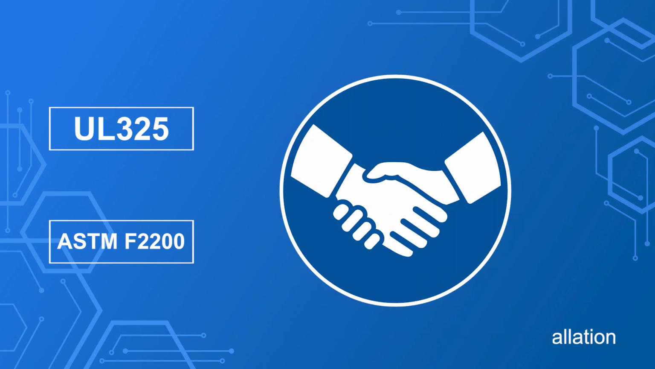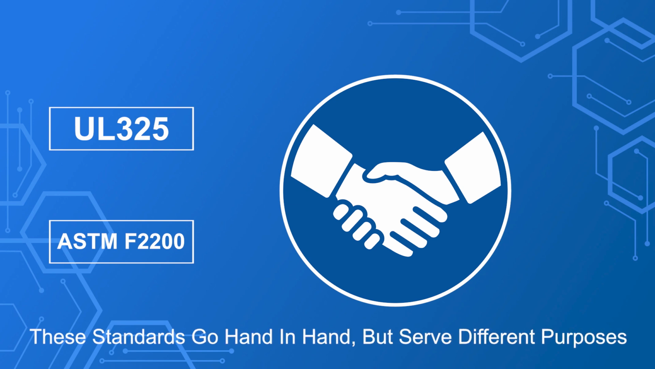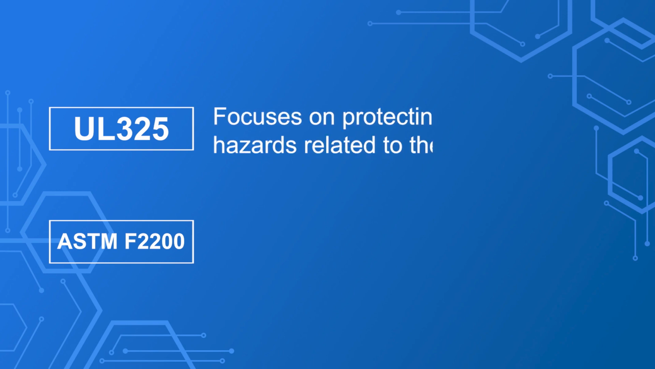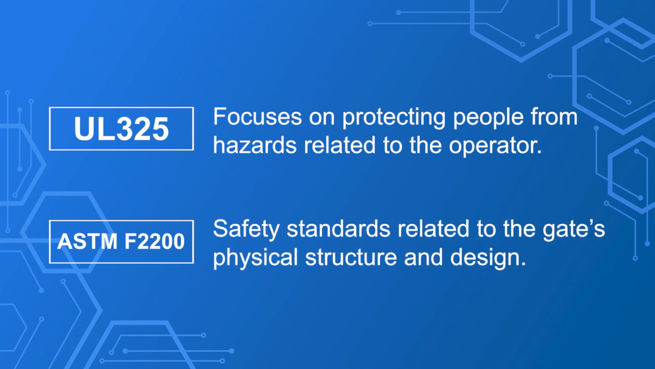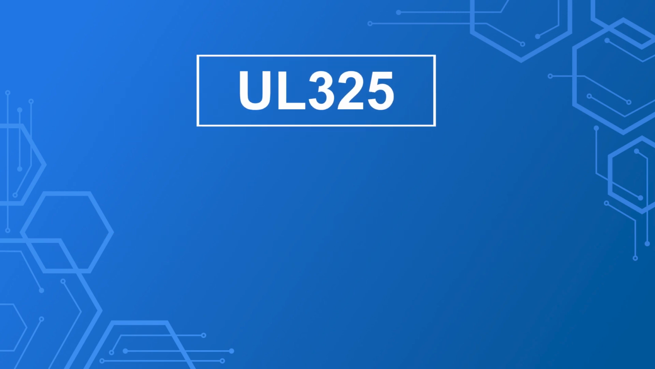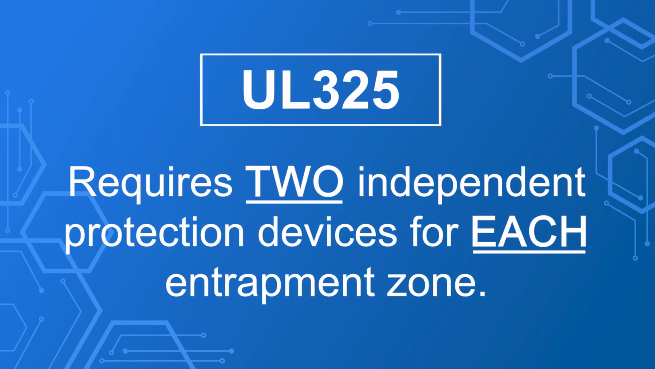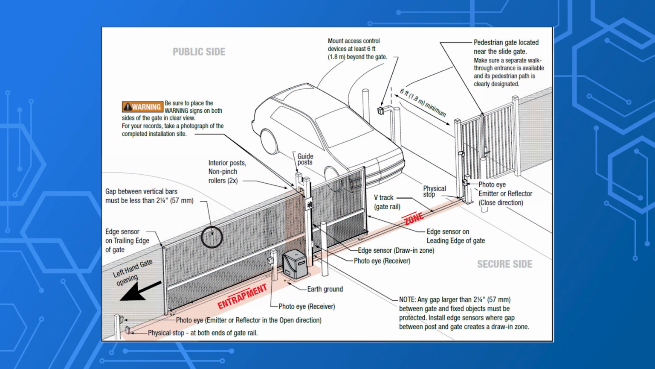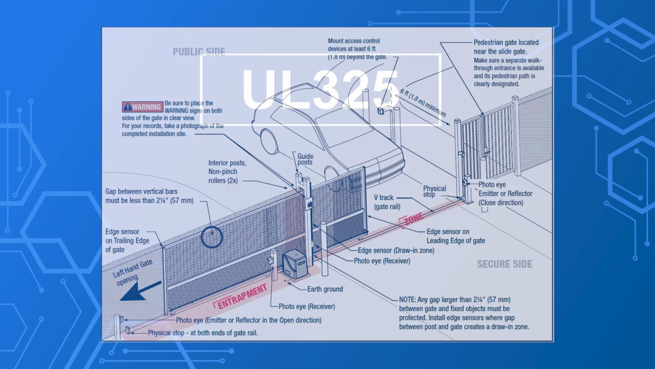These two compliance codes complement each other, going hand in hand, but they still serve different purposes. UL325 focuses on protecting people from hazards related to the operator, while the ASTM F2200 focuses on safety related to the gate's physical structure and design. UL325 requires two independent protection devices for each entrapment zone around a gate opener. An entrapment zone is any area near a moving gate where a person can be caught or trapped if they come in contact with the gate while it is in motion.